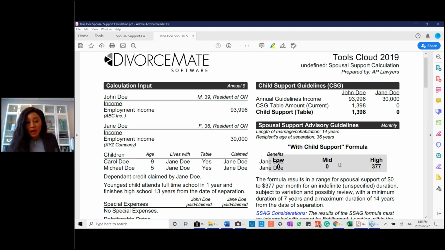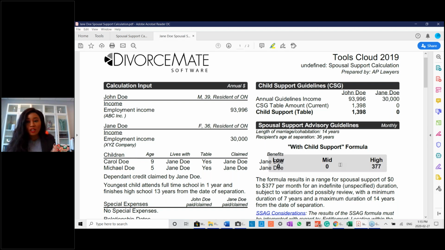The length of the marriage is something I want to talk about because a lot of times people have cohabited for a while before they get married, and you must understand that the length of cohabitation is what counts, not only the length of the marriage. So if you lived together for 2, 3, 4, 5 years before you got married, you want to put in the date where you started living together, and that's what spousal support is based on, not when you got married.